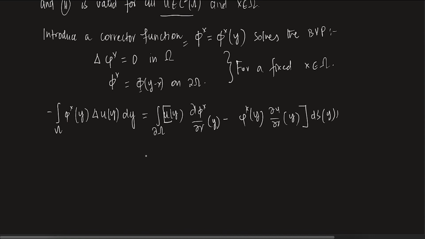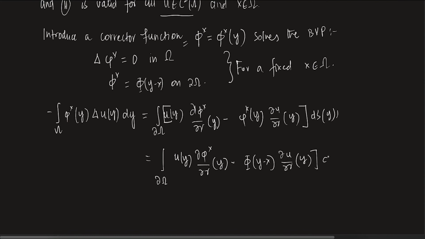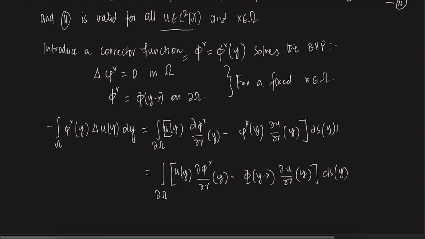Once I do this, over ∂Omega, this will look like the integral of u(y) ∂phi_x/∂γ(y) minus phi_x(y), which is the fundamental solution at y minus x, times ∂u/∂γ(y) dS(y). Clear? You have this. Now you see what our point is?